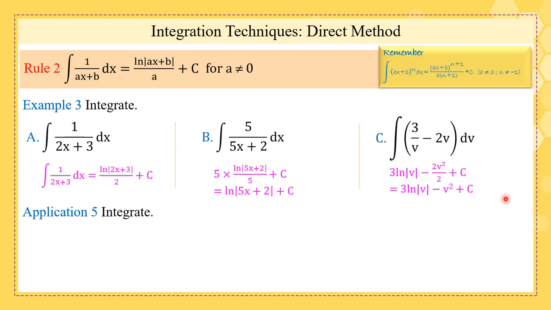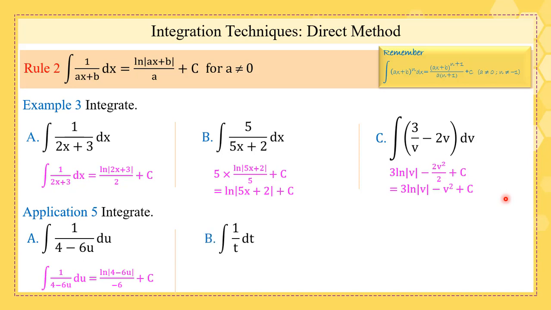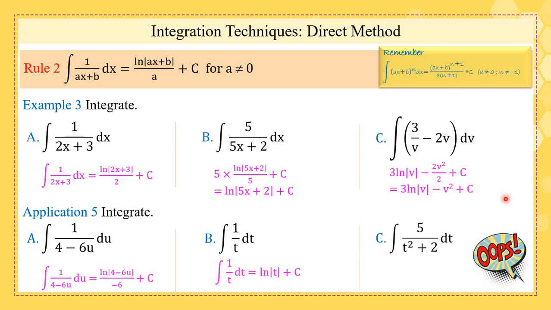Application 5. Integrate. A. Pause the video, then solve. B. Pause the video, then solve. C. Pause the video, then solve. Oops! Here we have t squared plus 2, but the rule here is for x to the power 1, but here we have the variable to the power 2. Then we can't solve this integral by this rule.